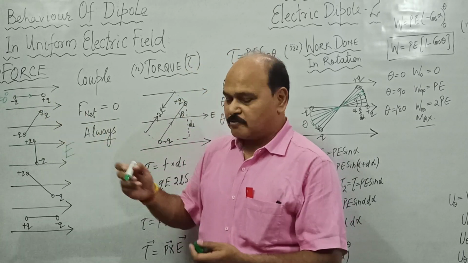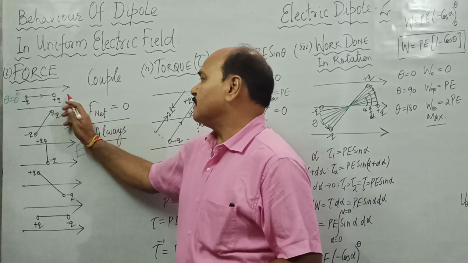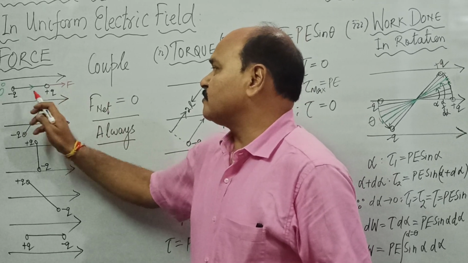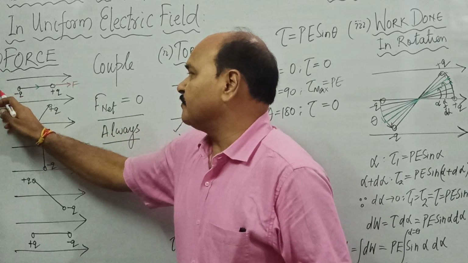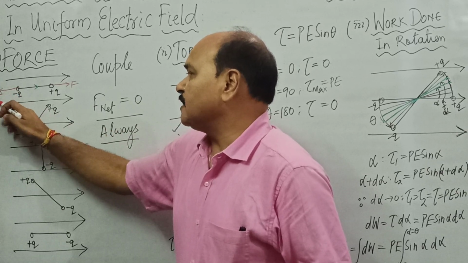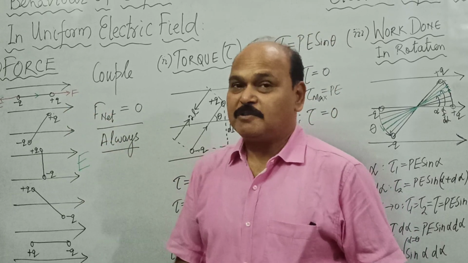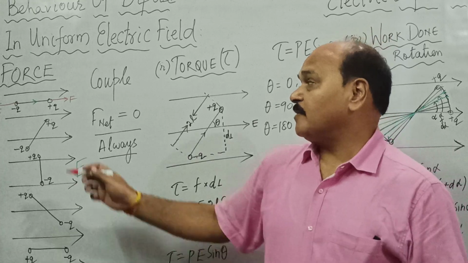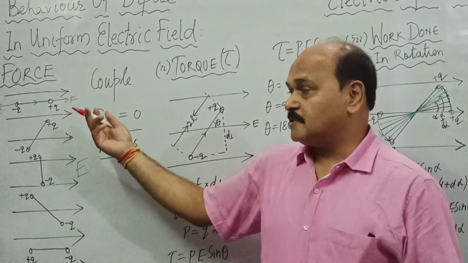Now force over positive charge is parallel to the field. The value is what? F. F is Q into E. And force over negative charge is anti-parallel to the field, just opposite of the field. Both the forces are equal and opposite, and a pair of equal and opposite forces is called a couple. So there is a couple acting over electric dipole in every orientation, not only this.